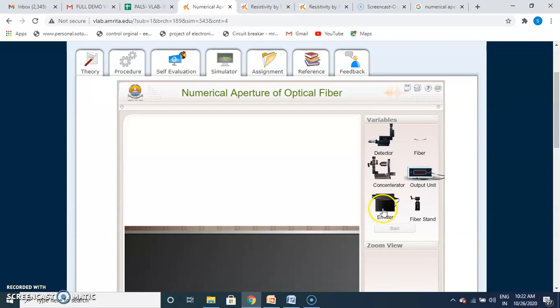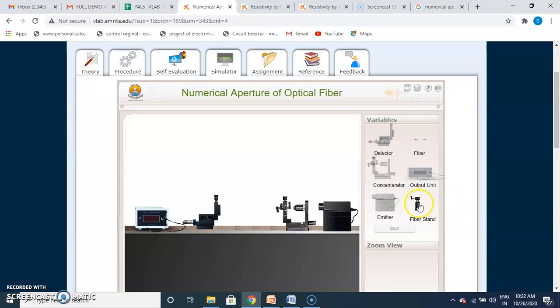In the simulator, you have to drag all the equipment. I'm dragging the output unit, the detector, the fiber stand, the concentrator, and the emitter, so that the laser will get emitted from this emitter. I'm dragging the optical fiber, which will connect the concentrator and the fiber stand. Now start the experiment.